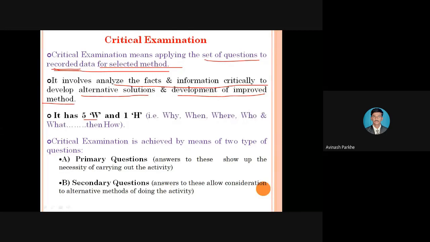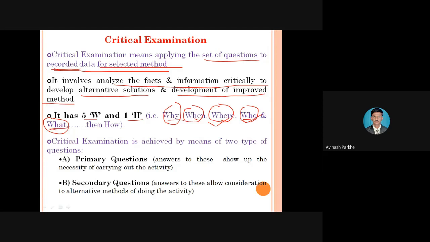In a critical examination, there are 5 W's and 1 H. What is meant by the 5 W's? We ask questions in the form of why, when, where, who, and what. Why we have to go for the modification is the first question. When we have to modify that existing process, where we are performing that modification, who is modifying that method, and what modification we are doing.